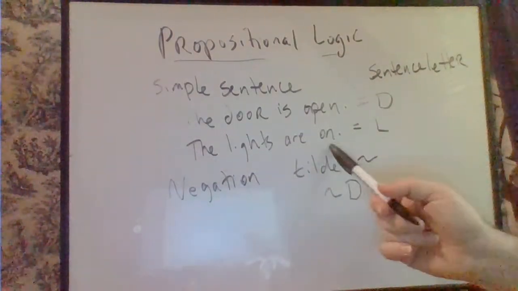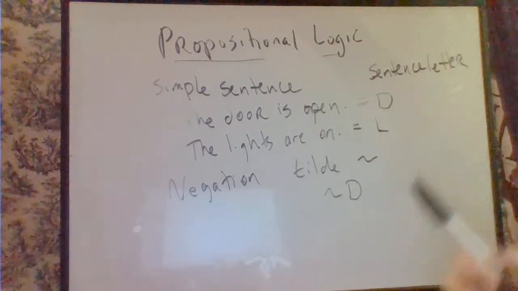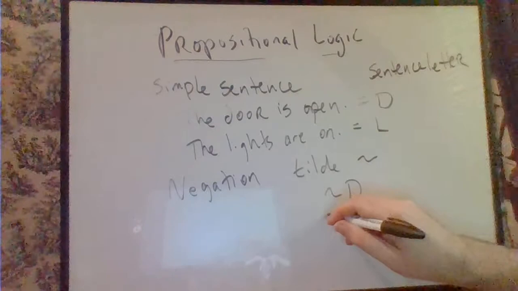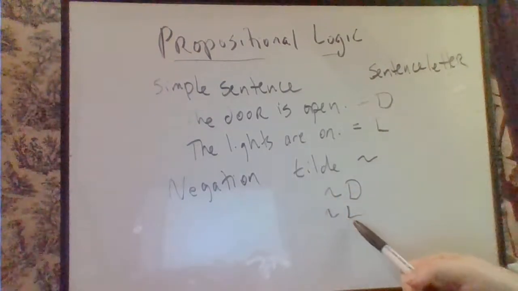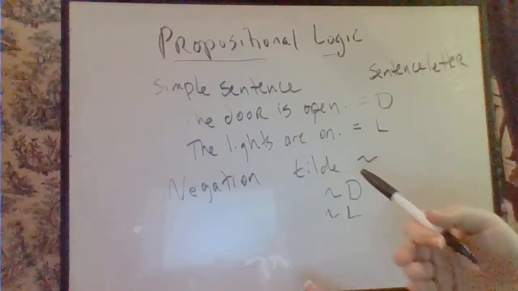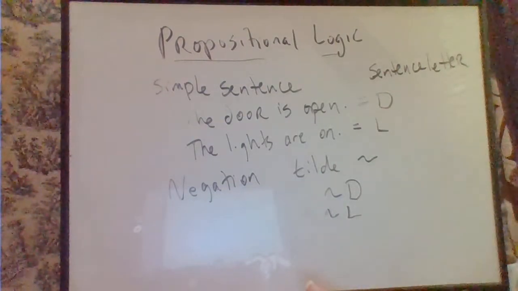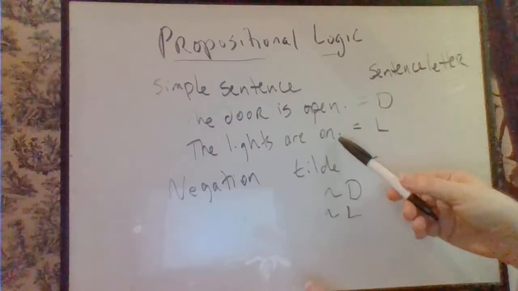Or the lights are on is L. So if I wanted to say the lights are not on, I just put the tilde in front of it, tilde L. It is not the case that the lights are on, or the lights are not on. So negation is very easy in that respect. It's simply a matter of putting that tilde in front of the sentence letter to negate the simple sentence.